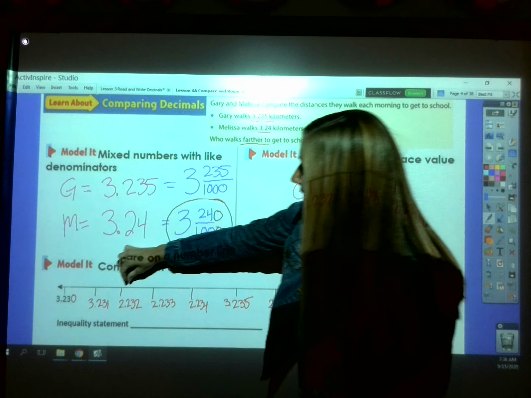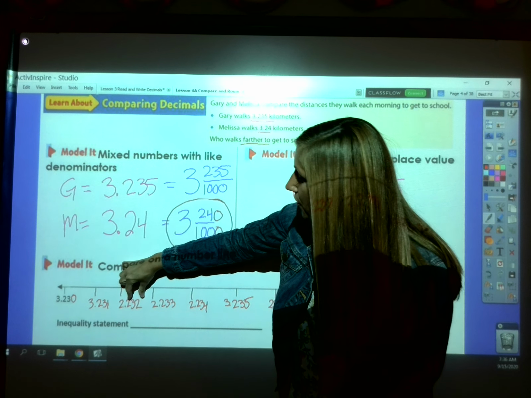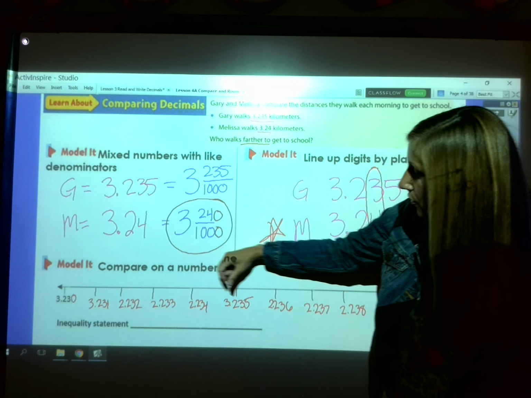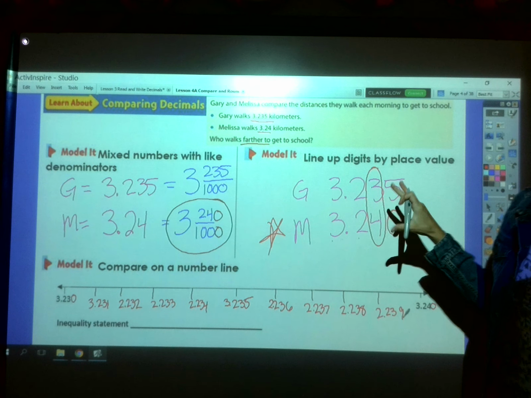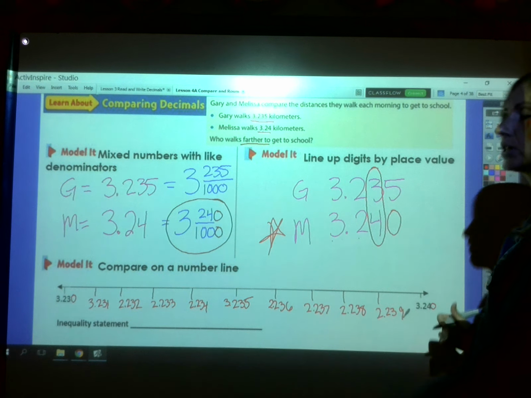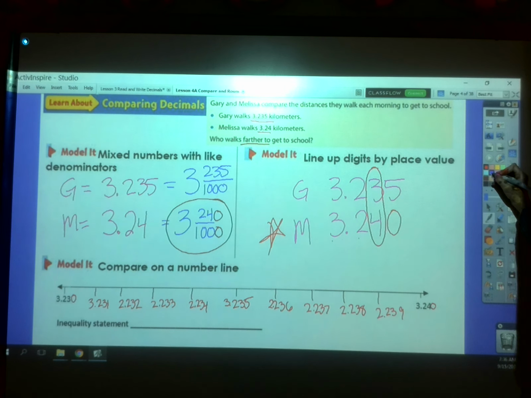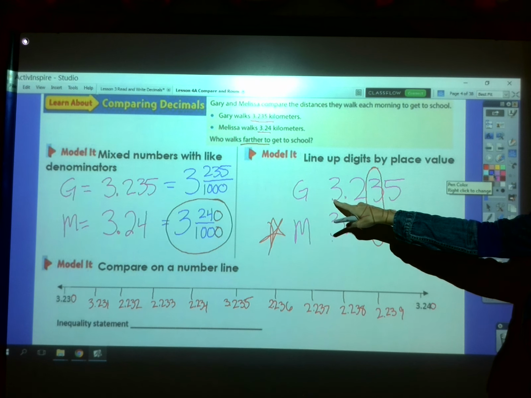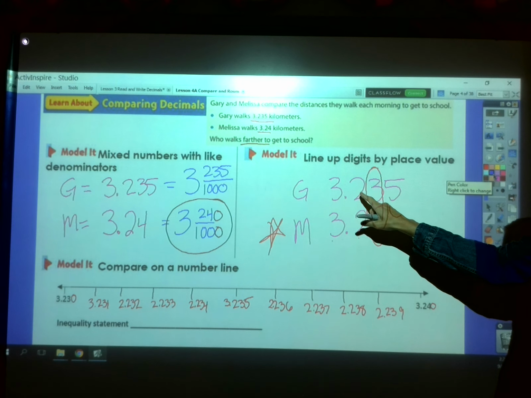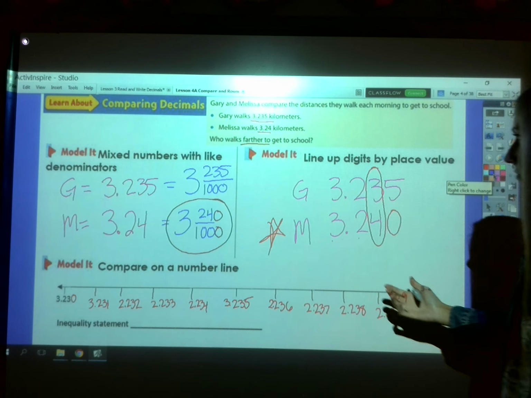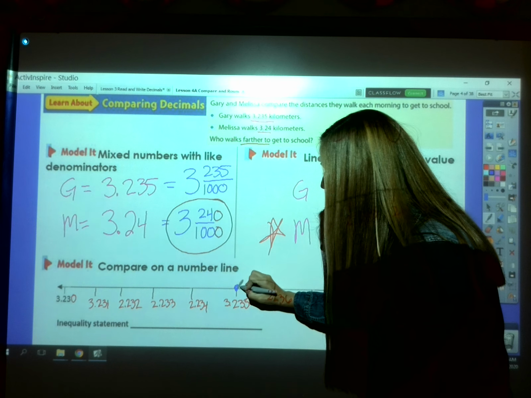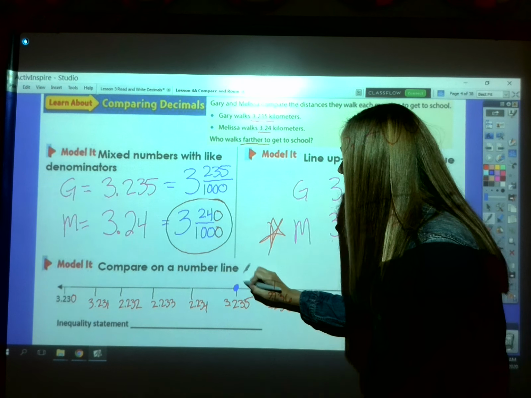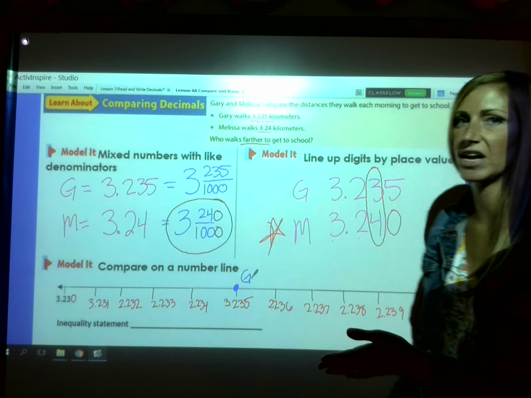We counted by 1,000, so 231, 232, 233, 234, and so on all the way to get to 240. So really looking at where these values are on this number line. When we look at our values, Gary is 3 and 235. Well, 3 and 235 is right on the number line. So I'm going to plot a point on the number line, and I'm going to label it a G to show, okay, this is where Gary's at.